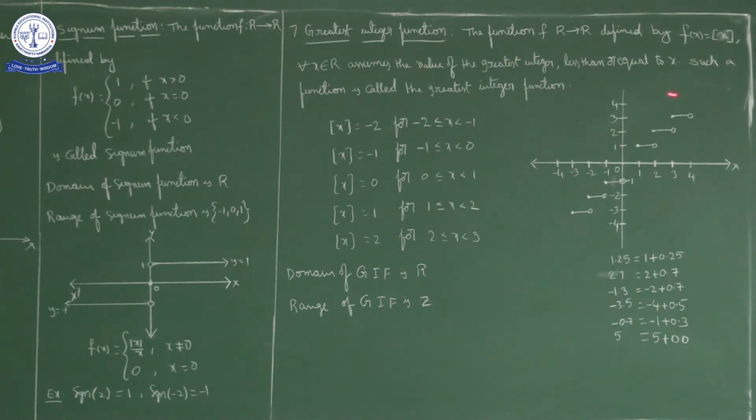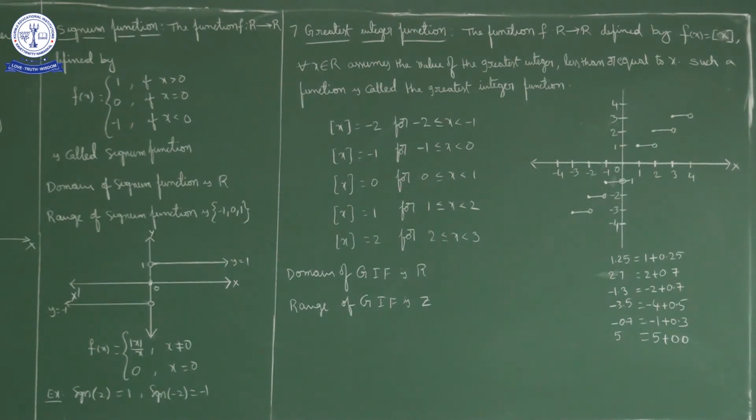But this is the graph. Any number from 0 to 1 you take, the greatest integer value is 0. From 1 to 2, the greatest integer value is 1. From 2 to 3, 2 included, 3 excluded, the value is 2. From 3 to 4, 3 included, 4 excluded, the value is 3. From minus 1 to 0, the value is minus 1. From minus 2 to minus 1, minus 2 included, minus 1 excluded, the value is minus 2. Like this we will write.